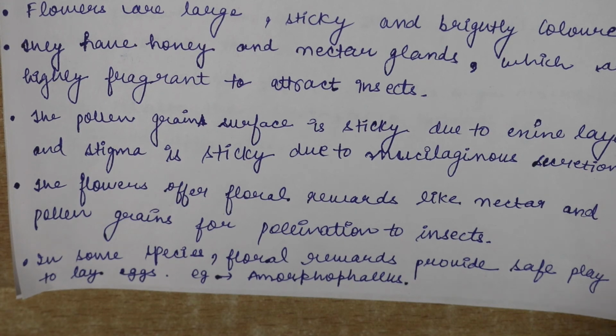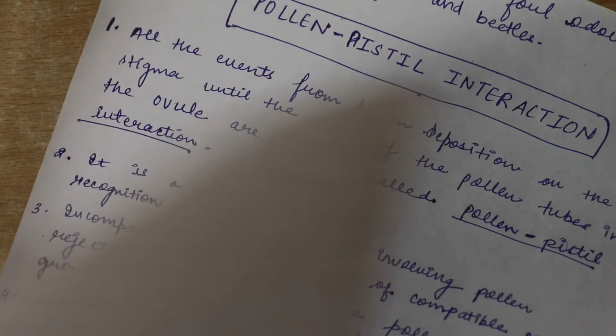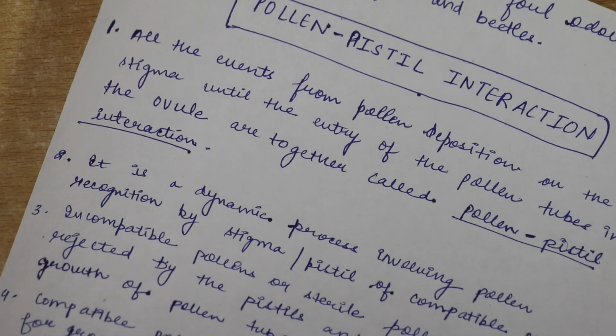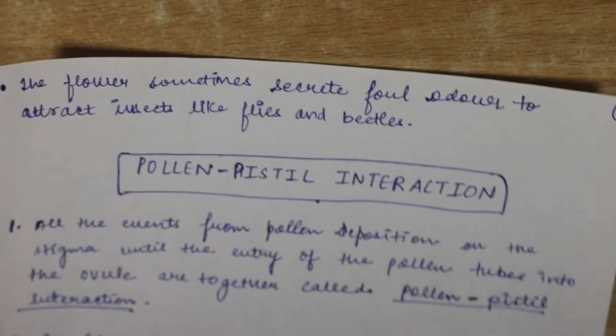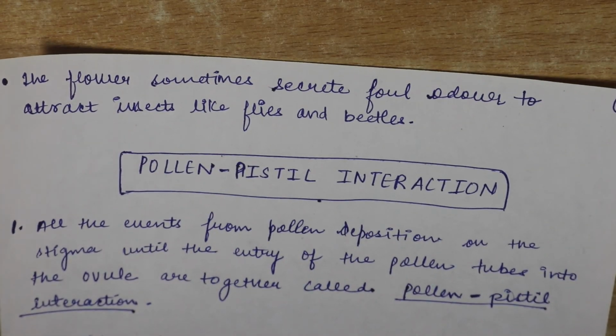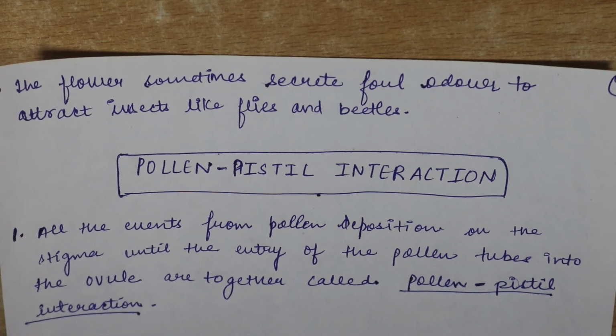In some species, floral rewards provide a safe place to lay eggs. For example, Amorphophallus. You have to learn all the examples also. The flowers sometimes secrete foul odor to attract insects like flies and beetles.